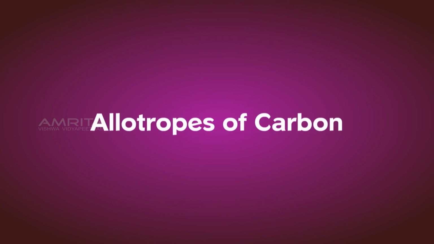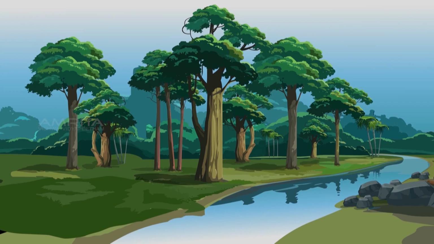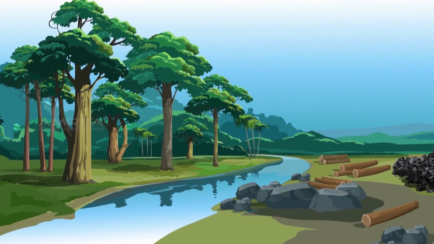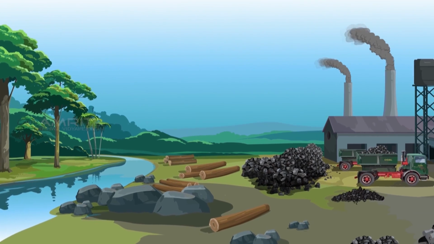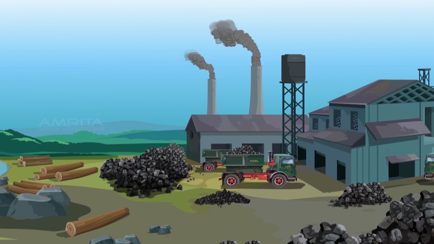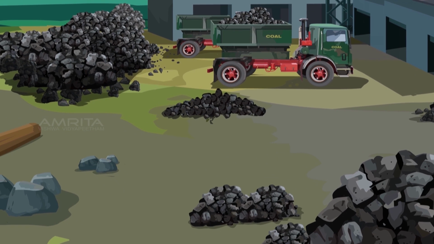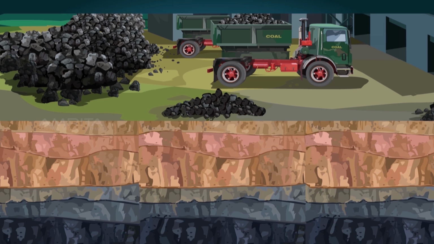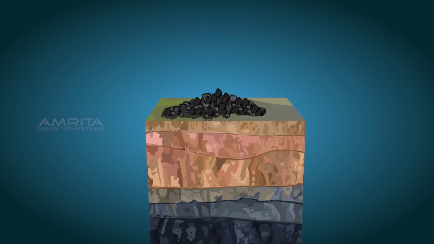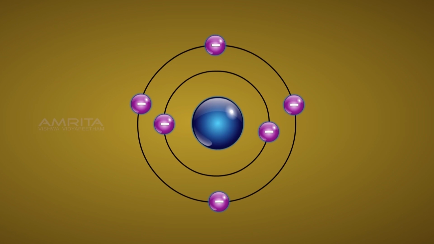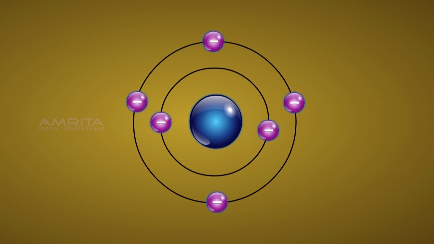Allotropes of carbon. Carbon is a well-known non-metallic chemical element which is present in all life forms. The element carbon occurs in different forms in nature with a wide variety of physical properties. It is abundantly found in the Earth's crust. Let's now try to have a better understanding of carbon and its compounds.